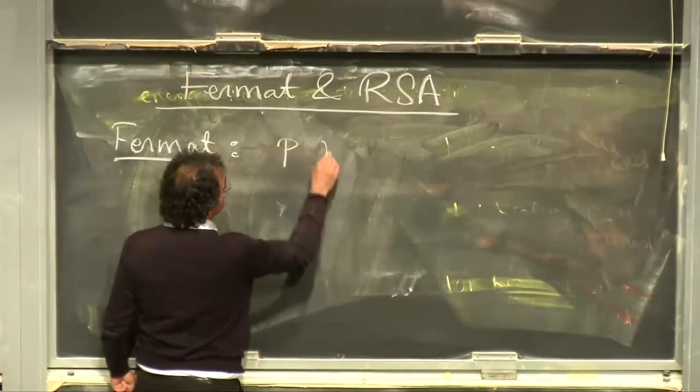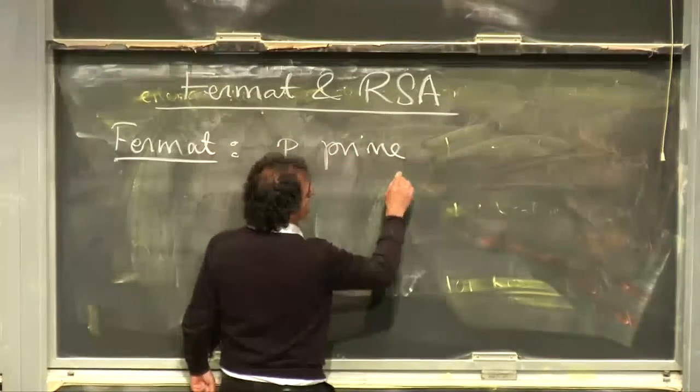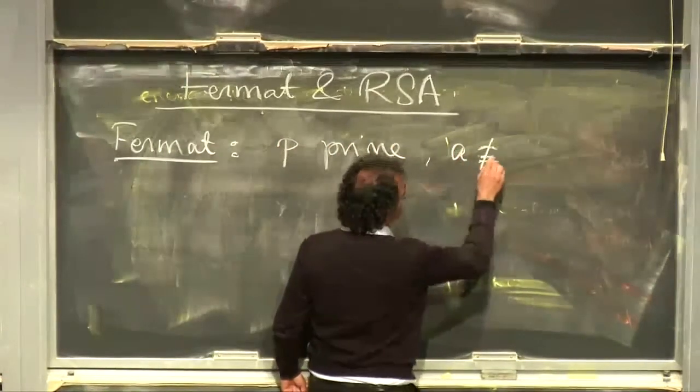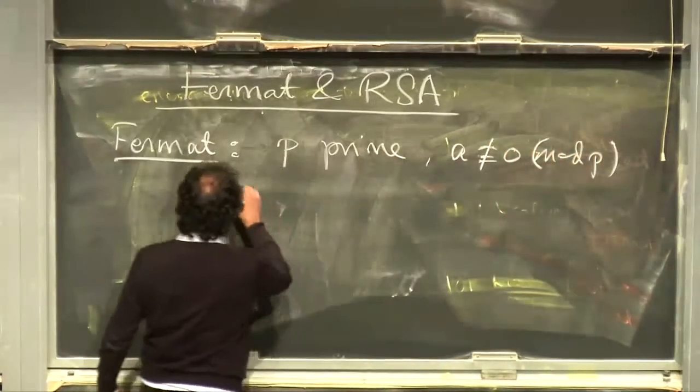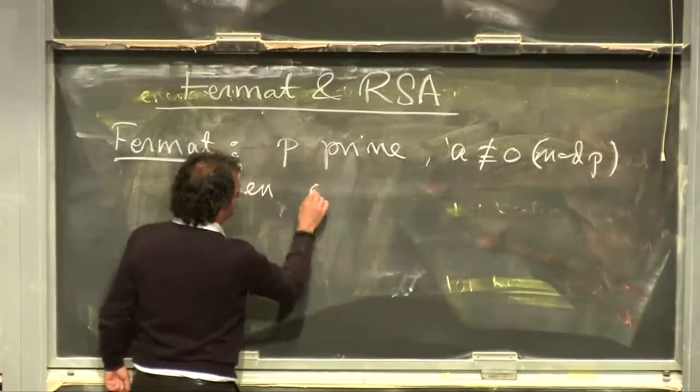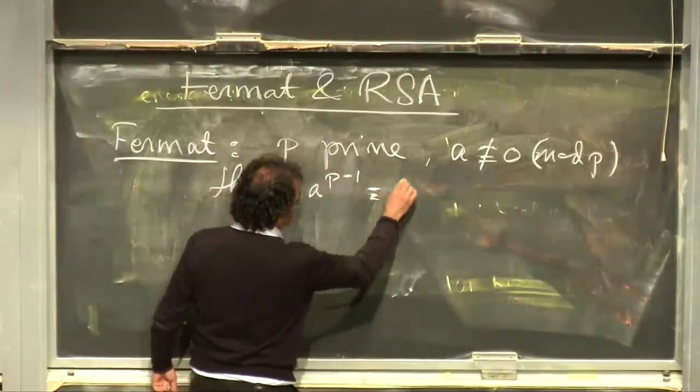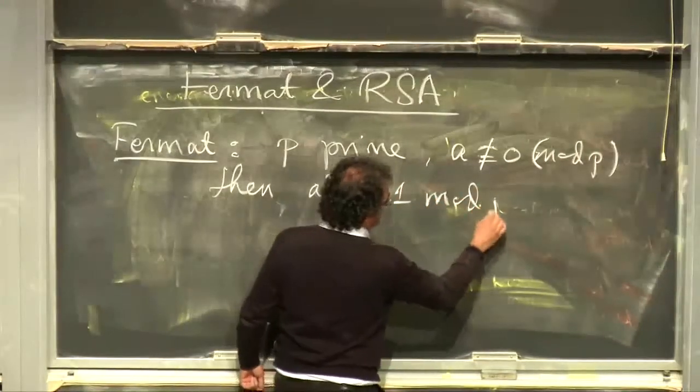if P is a prime, A is not congruent to 0 mod P, then A to the P minus 1 is always congruent to 1 mod P.